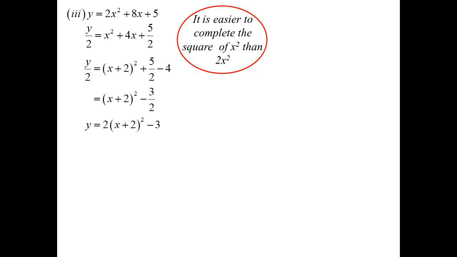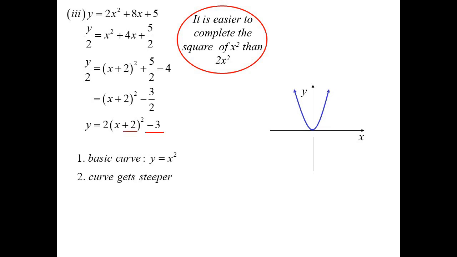So I've rearranged the equation to be y equals 2 outside (x plus 2) squared minus 3. So what is happening with this one? The basic curve is x squared. The 2 out the front, we haven't really talked about that. We'll talk about more later, but essentially that's going to make it a steeper curve. Same as y equals 2x is steeper than y equals x. Same deal. So the curve gets steeper. So I'll just make it a little bit steeper.